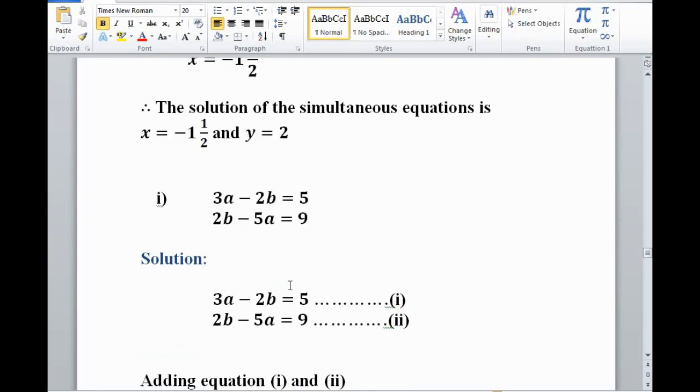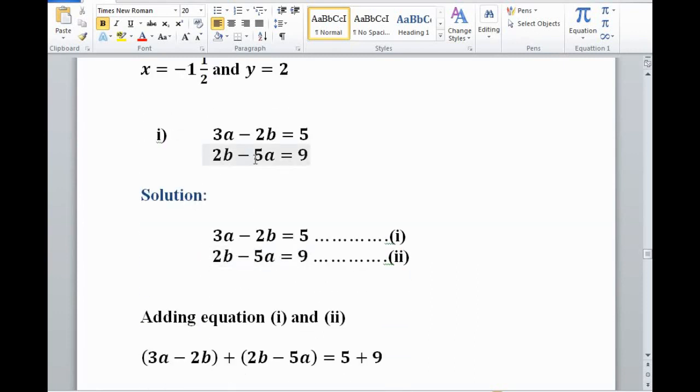Next part from this question number 1 is 3a negative b equals 5 and 2b negative 5a equals 9.